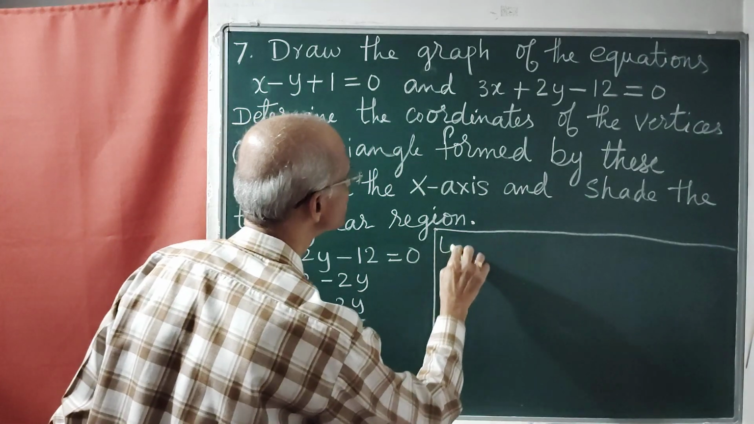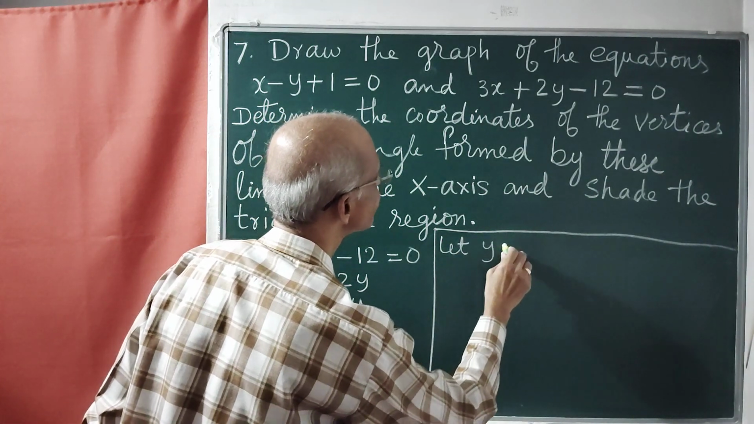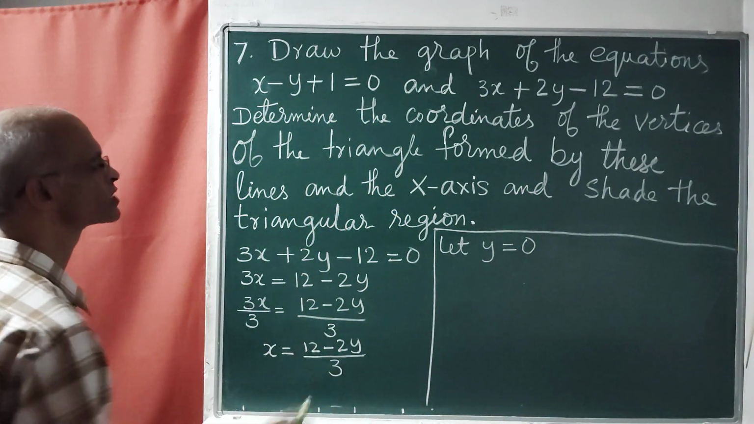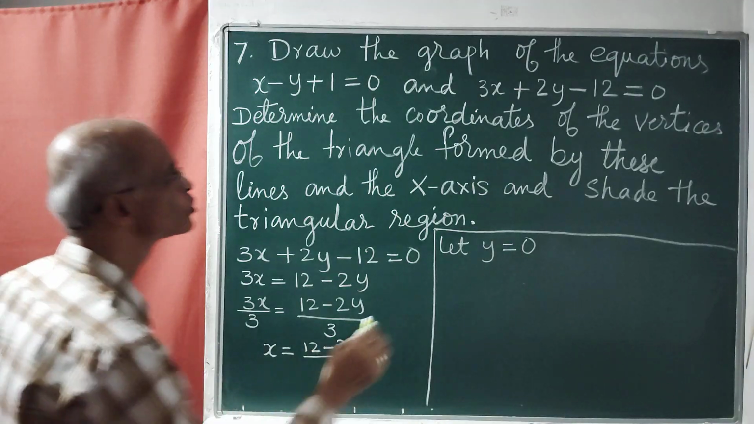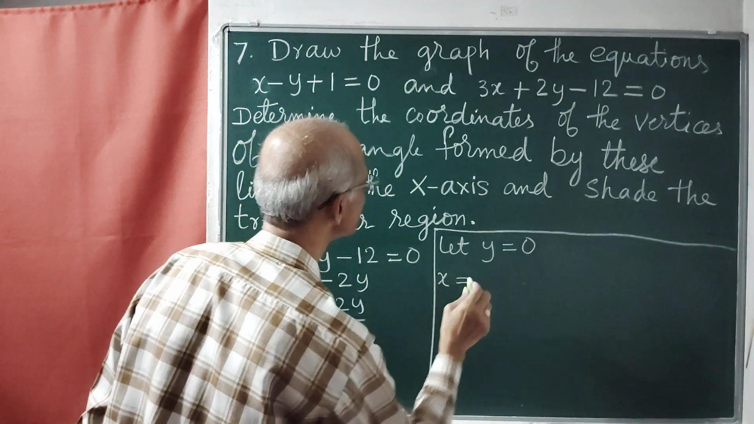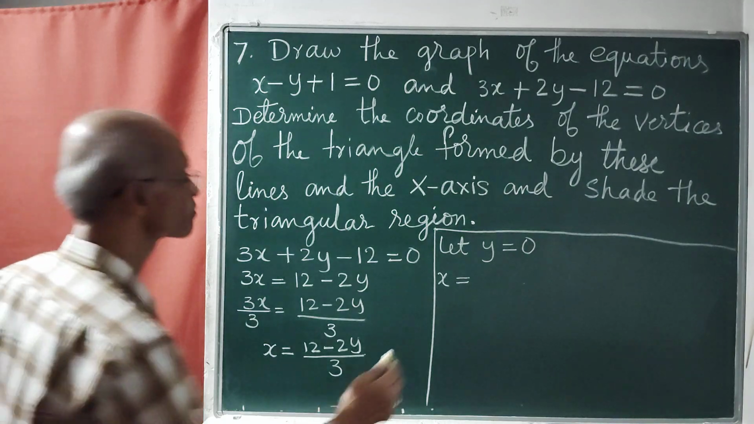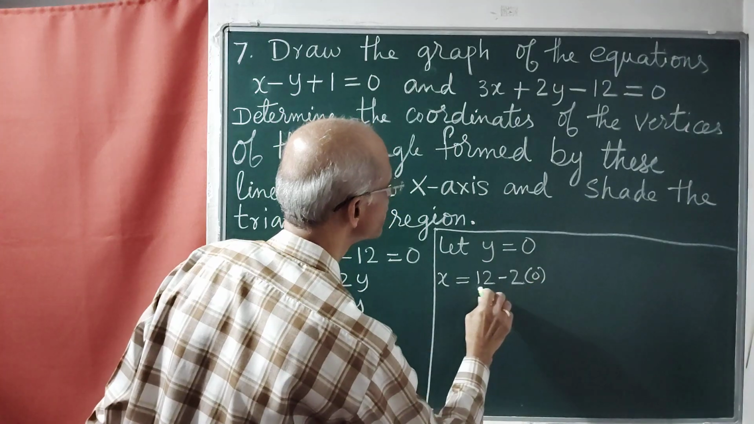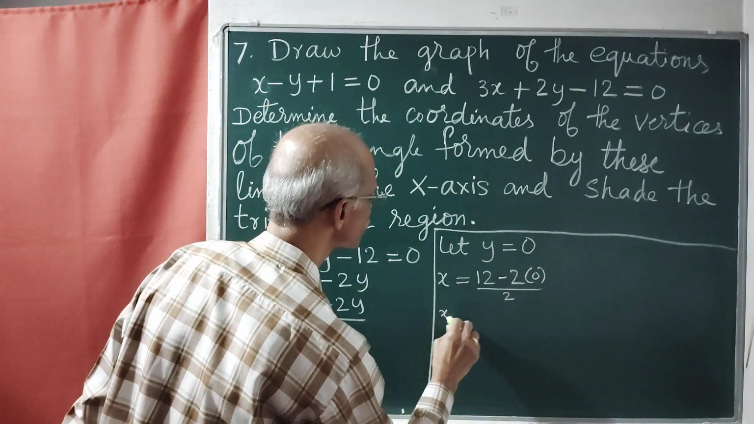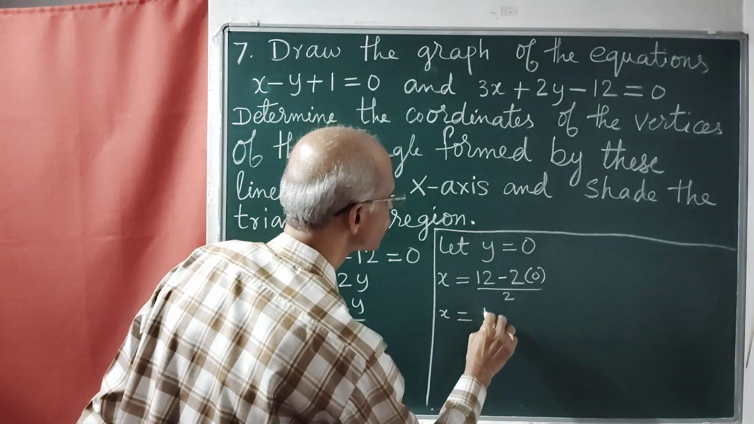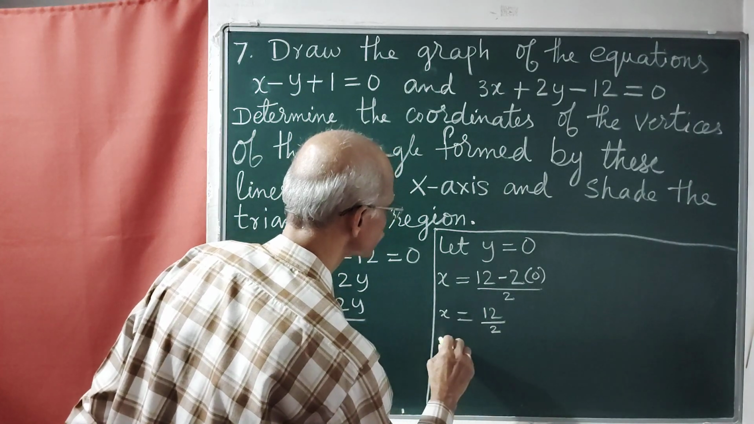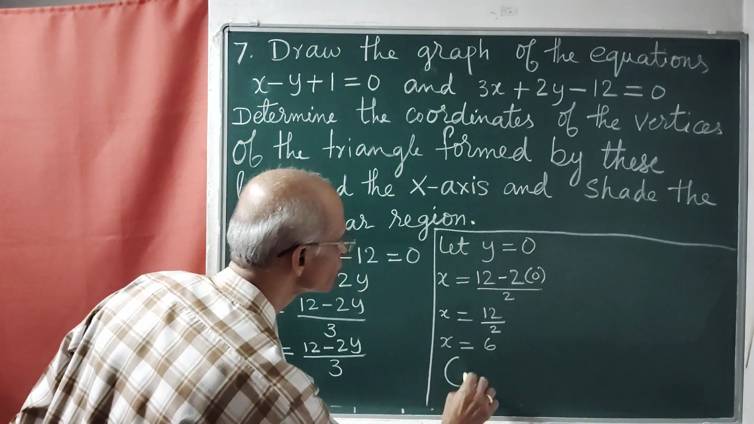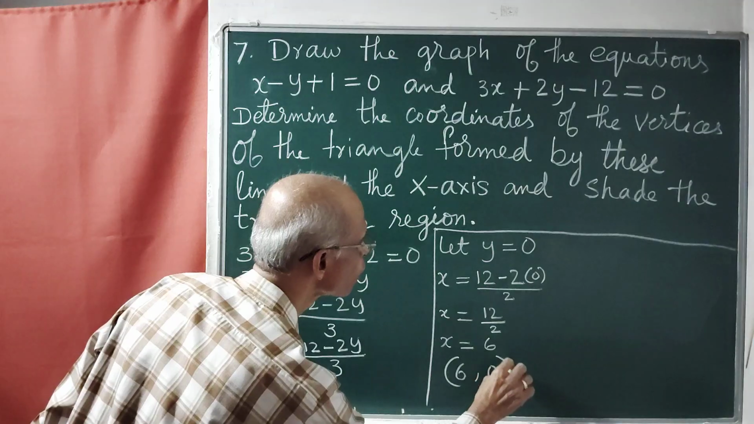Now let y be equal to 0. So in this equation, I am taking y to be 0. So x will be equal to 12 minus 2 into 0 divided by 2. So x will be equal to 12 by 2. So x will be equal to 6. So if x is 6, y is 0.